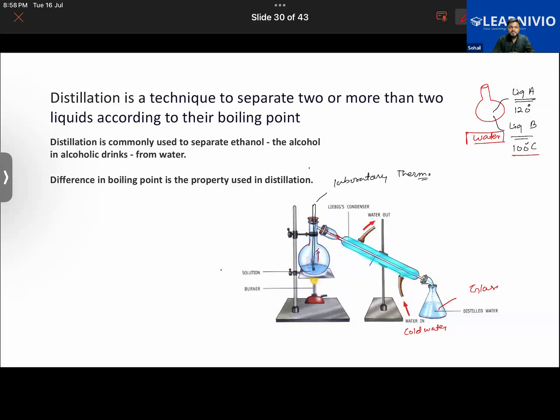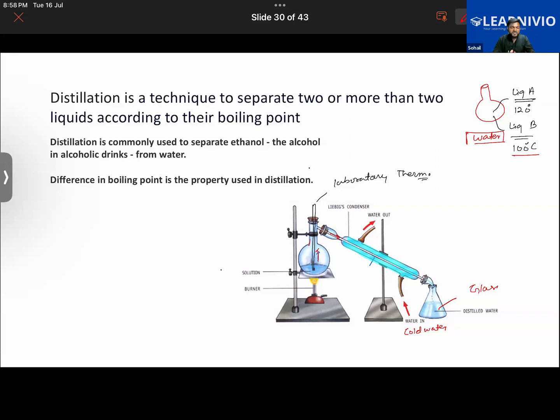Sir, what will happen if we keep it below 100? Then distillation will not work in a proper manner. The particles of liquid B will not properly convert into the vapor state. So to make it very efficient, we must keep the temperature at 100 degrees Celsius. Getting it now? So that is the technique of distillation.